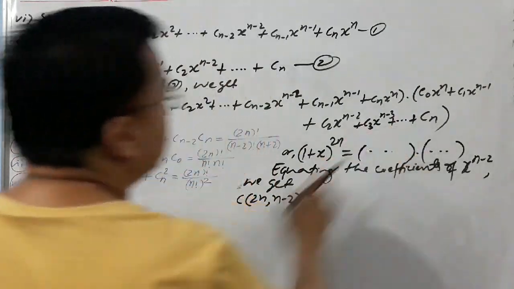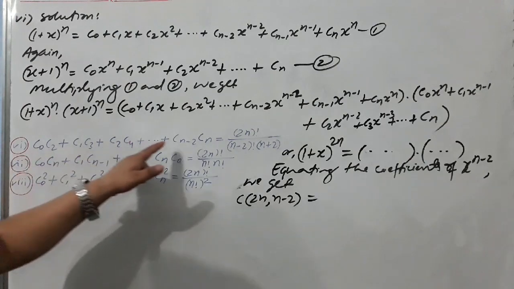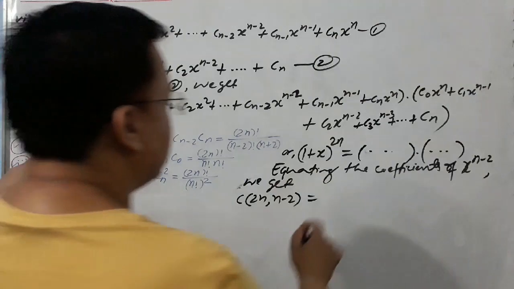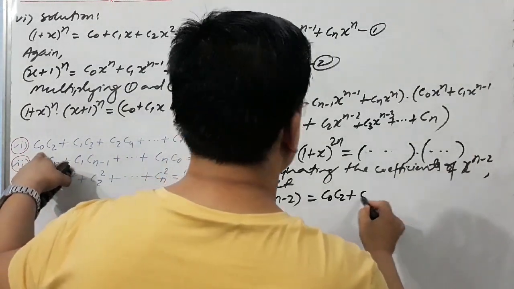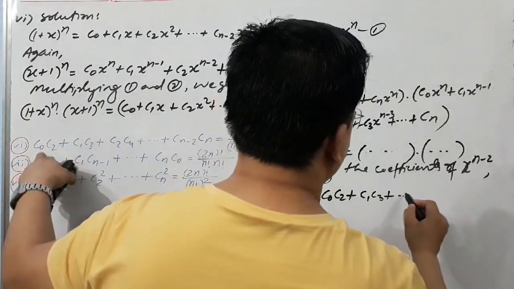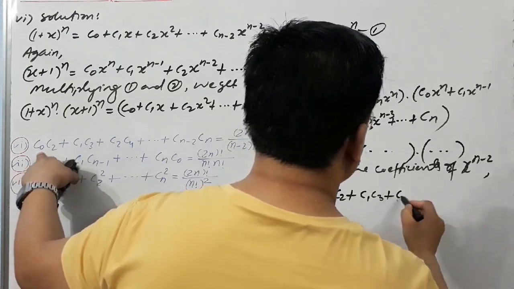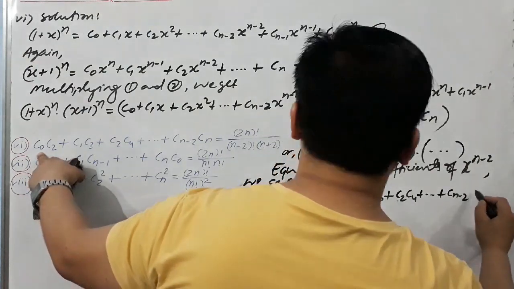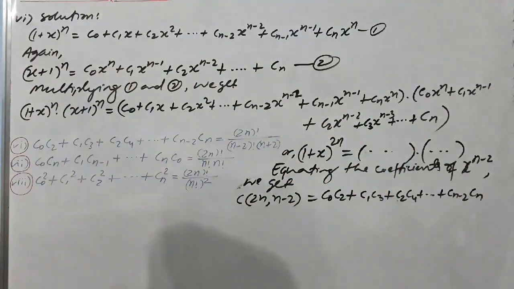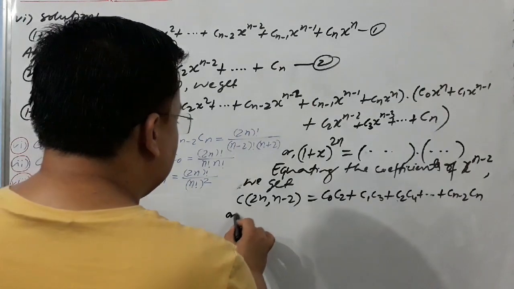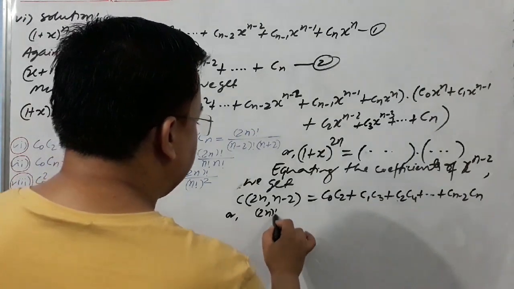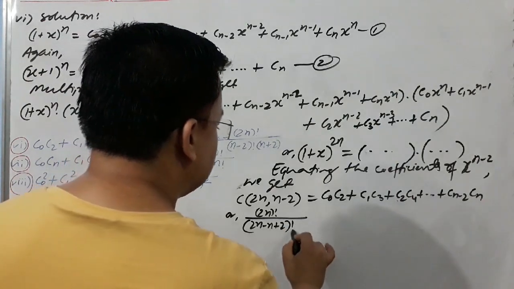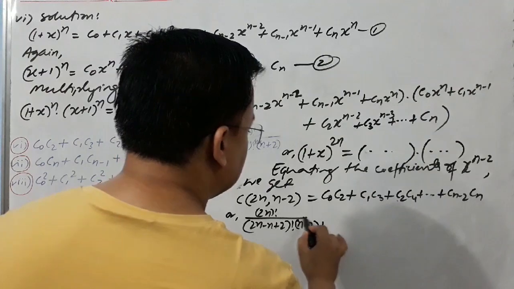This is equal to, on the right hand side, all these coefficients. These all are the coefficients of x raised to power n minus 2. So without any confusion you can write down C0 C2 plus C1 C3 plus C2 C4 plus dot dot dot plus Cn minus 2 Cn. Now here you will write down 2n factorial over (2n minus n plus 2) factorial and (n minus 2) factorial.